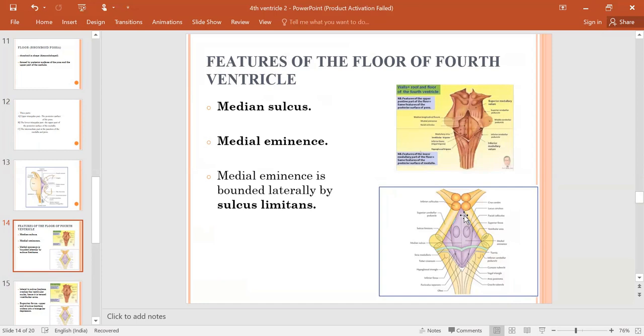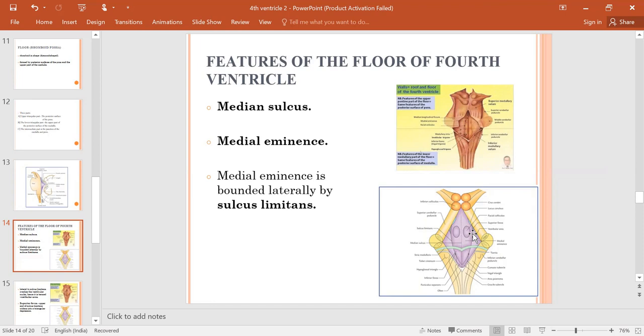In the floor you can see a median sulcus. At the middle of the floor you can see a median sulcus, and this median sulcus divides the floor into two halves. On either side of this median sulcus you can see an area that is called the median eminence, and the median eminence is bounded laterally by another sulcus that is called the sulcus limitans.